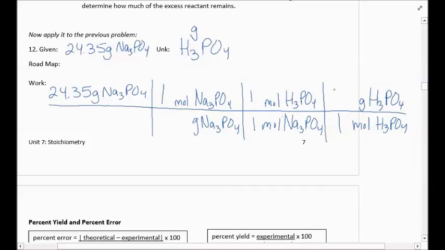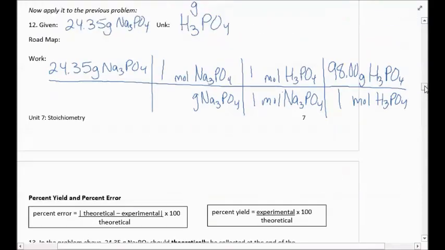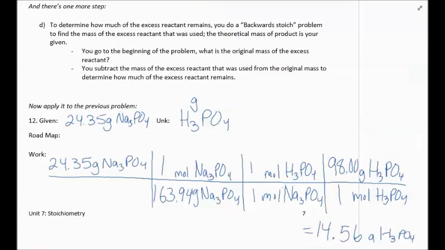The mass of phosphoric acid is 98.00, and sodium phosphate is 163.94. So you end up with 14.56 grams of phosphoric acid used. So it specifically asked how much remains. So we figured out how much was used. We did not figure out how much remains.